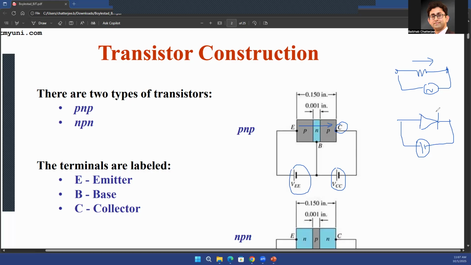But for a BJT, you have a third terminal which you use as a control terminal. For MOSFETs, you also have the same thing. That control terminal is called a gate terminal for a MOSFET. For a BJT, that control terminal is called a base terminal.